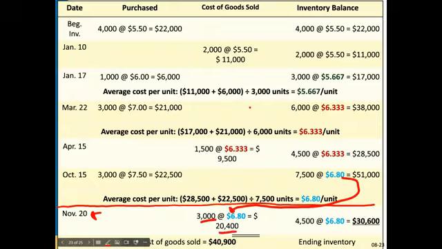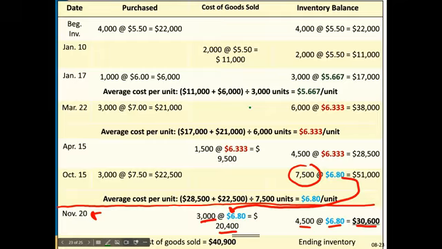So our cost of goods sold for those 3,000 units that we sold is $20,400, which means we have 4,500 units remaining in our ending inventory because we had 7,500 and then we sold 3,000, so it leaves us with 4,500 units, and we use the $6.80 to value that. So our ending inventory is 30,600.